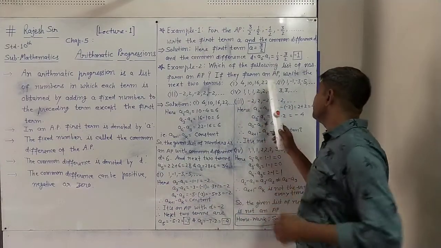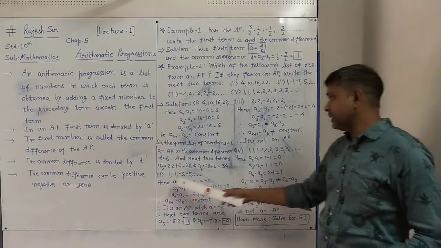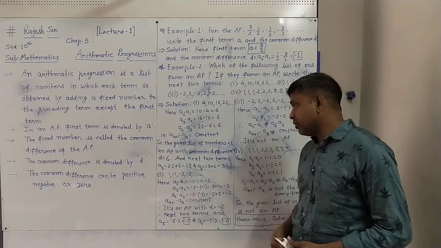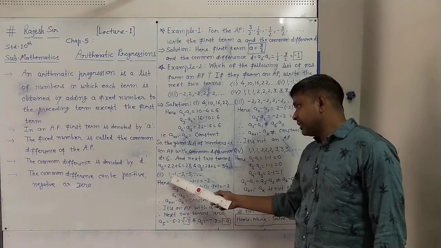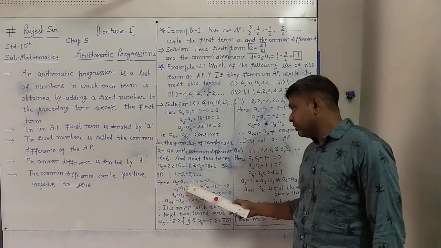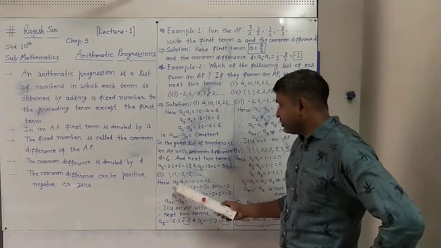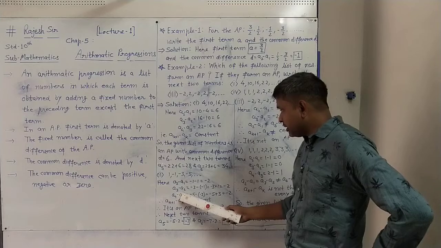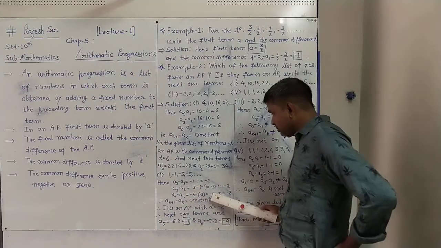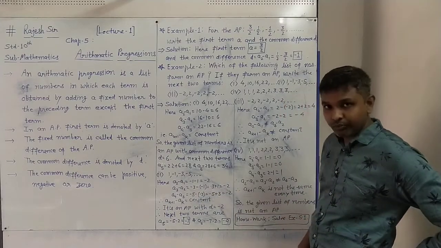Second list of numbers is 1, minus 1, minus 3, minus 5, and so on. Here also we will check whether the common difference is there or not. A2 minus A1 means second term minus first term. Second term, minus 1, minus first term, 1: minus 1 minus 1 is minus 2. Then we will check the next difference, A3 minus A2. That is minus 3 minus (minus 1). So this is minus 3 plus 1, which gives minus 2.